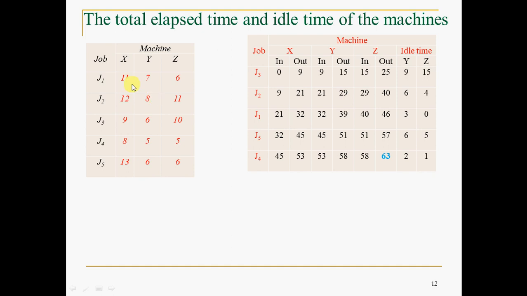What is that something? J1, no, 11. So like that, 32, 45, 45, 53. So you will get the in time and out time of mission X. In the same way, mission Y.